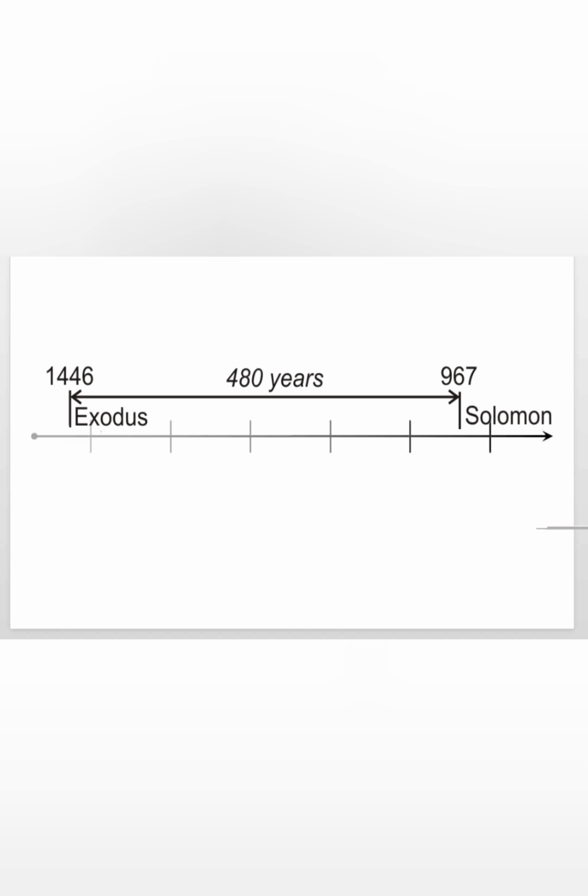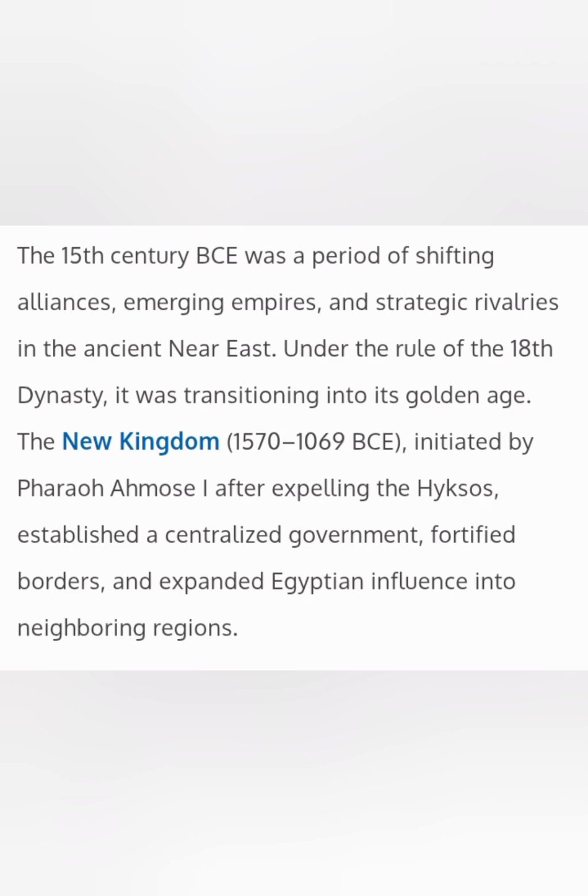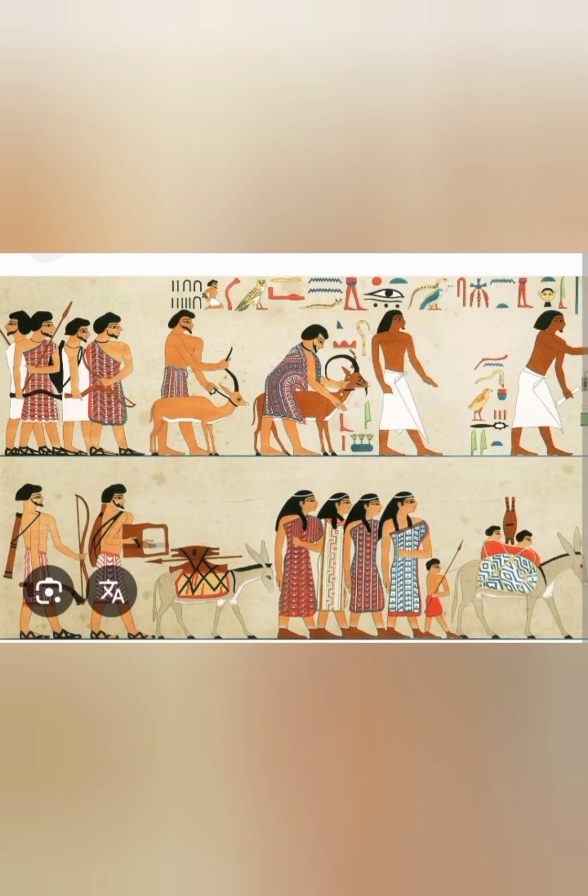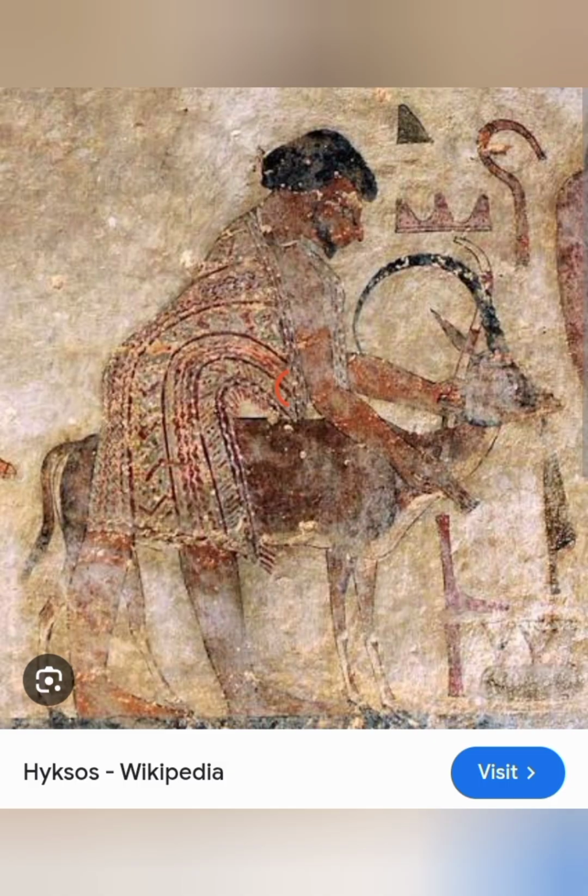The 15th century was a pivotal time in Egypt's history. This was the 18th dynasty, and the 18th dynasty of Egypt was the first dynasty of the New Kingdom, a period of great power and prosperity. It began with Ahmose I expelling the Hyksos, who were foreign rulers. They were Semitic people from the Levant. They were shepherd kings, and they were expelled during this New Kingdom era.